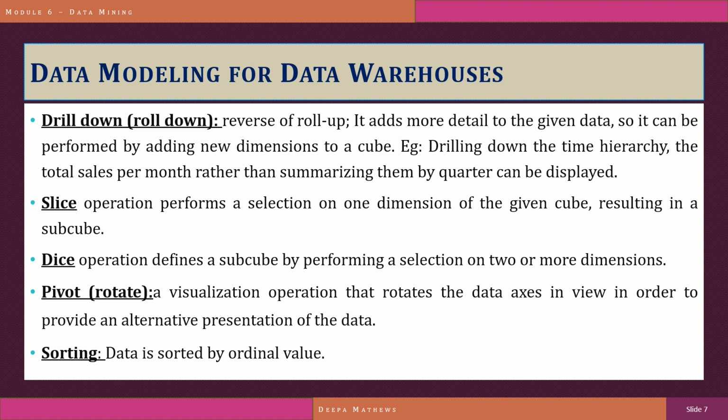Then the next operation is pivot, also called rotate, a visualization operation that rotates the data axis in view in order to provide an alternative representation of the data. So we can view it from a different angle. We can rotate the data axis to have an alternative view of data. And the next operation is sorting. The data can be sorted by an ordinal value.